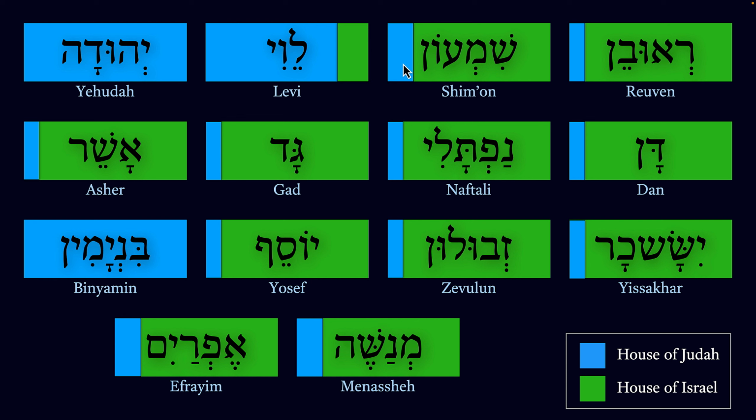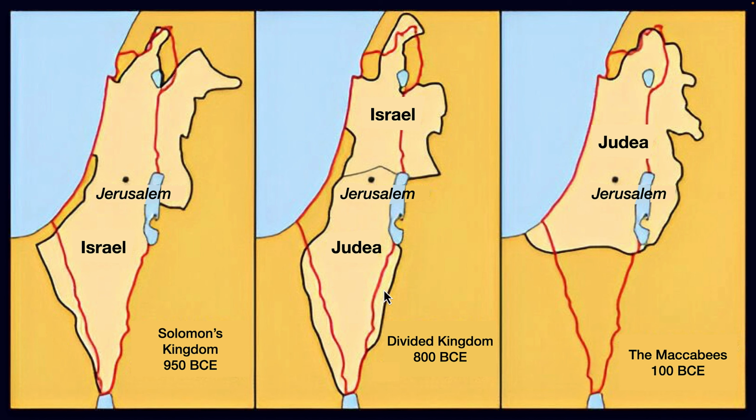But from the tribe of Shimeon or Shimon, and who else? Basically Manasseh and Ephraim. Okay, these three have a bit more than the other guys. That's how I have represented it based on the verses. And this is the picture.